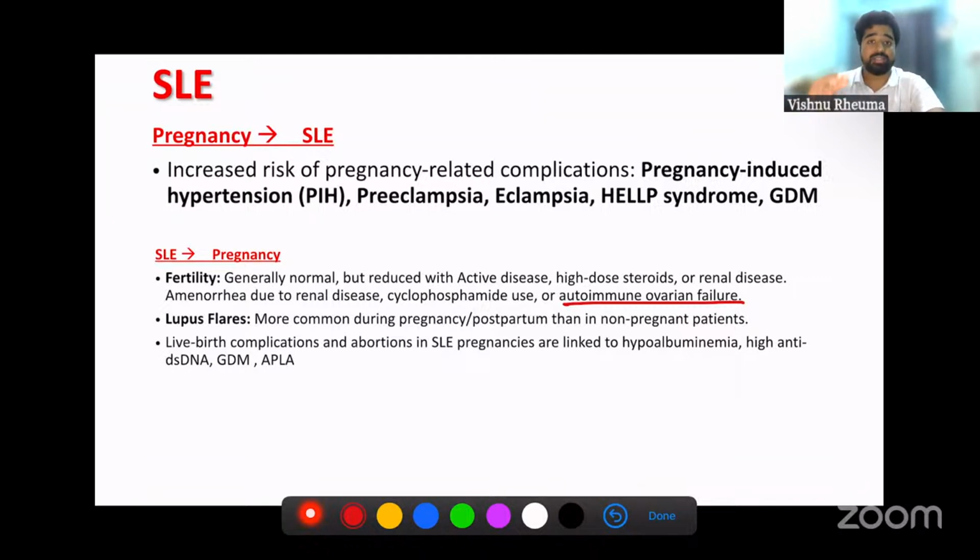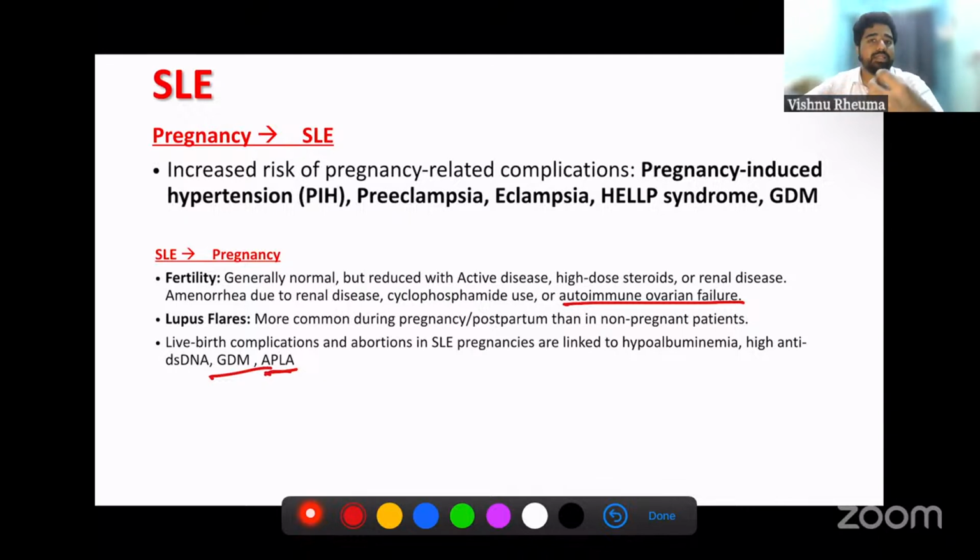So lupus flares. So now coming to how SLE is in pregnancy, right? So in pregnancy, lupus usually flares, and in pregnancy, RA usually improves. So this is something that you can remember as a baseline, because especially in your second trimester, etc., your lupus usually flares. And apart from this, there are certain risk factors like hypoalbuminemia, high anti-dsDNA, or low complements, association with APLA syndrome, association with gestational diabetes. All of these will also impact your increased flare in your pregnancy.